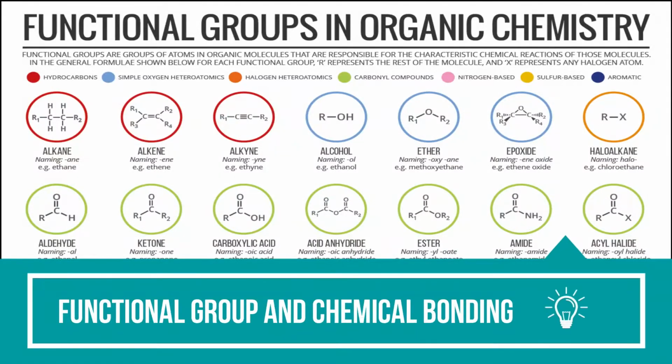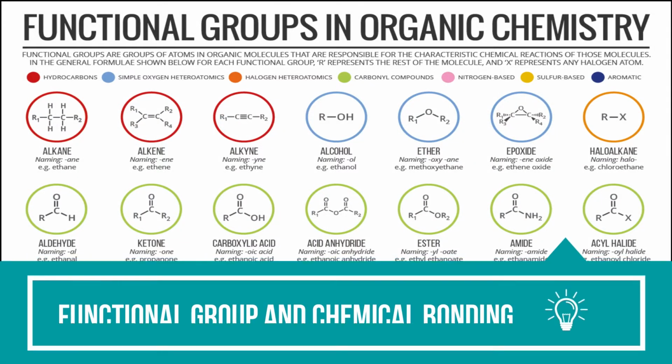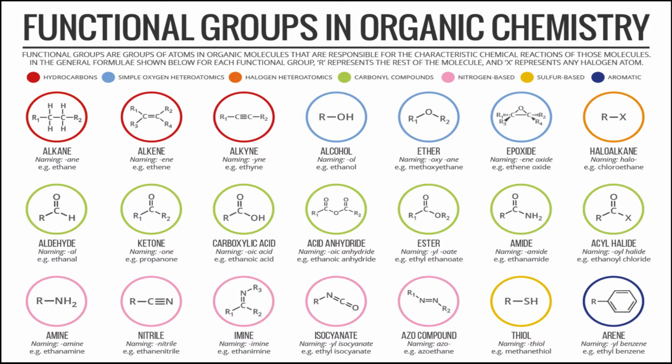Functional group and chemical bonding. What is a functional group? A functional group is a portion of a molecule that is a classified group of bonded atoms. In organic chemistry, it is very common to see molecules comprised mainly of a carbon backbone with functional groups attached to the chain. As examples, alcohol is OH, aldehyde is CHO, and ketone is C=O.